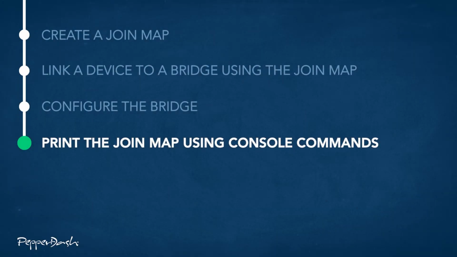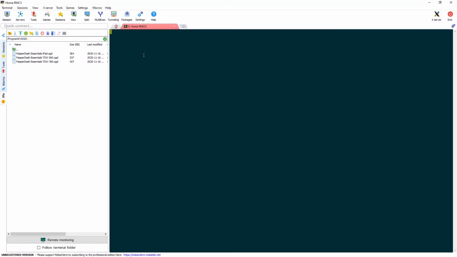All right, now that we've got our bridge configured, I've got it loaded up here on our processor. I'm running an RMC3, and I've got Essentials 1.6.7 loaded up as well. I'm going to go ahead and reset the program, and we'll go through the loading process for Essentials, and then we'll see how the join map shows up and go over how to get that via console command. So here we go.